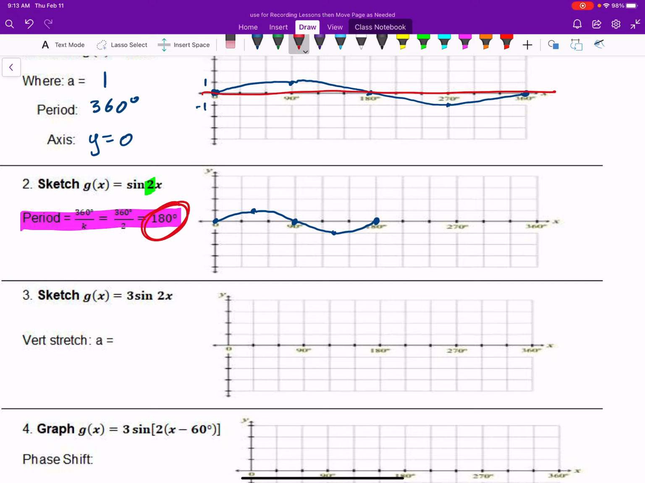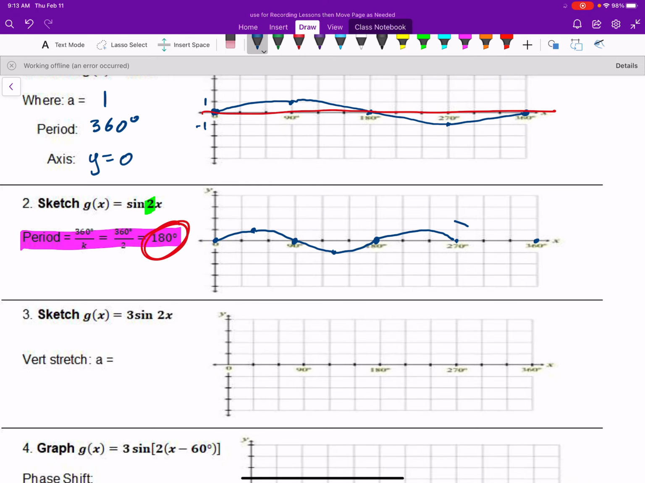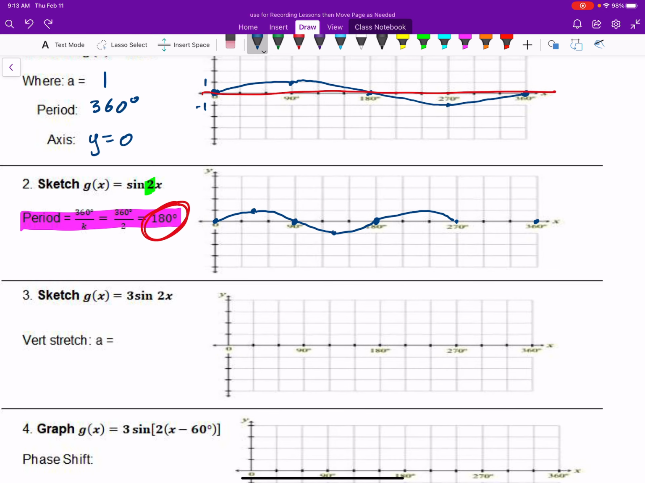So there's my new sketch, and that's just one cycle. It's always a good idea to fill up the graph. So I just repeat this until I fill in the entire grid, and I'd put arrows on the ends. I like to do that. So there is my new sketch.